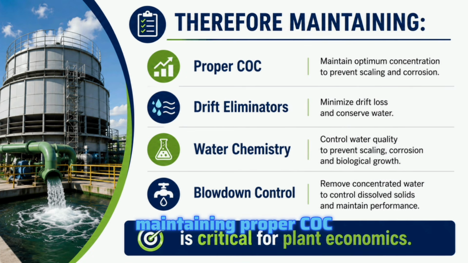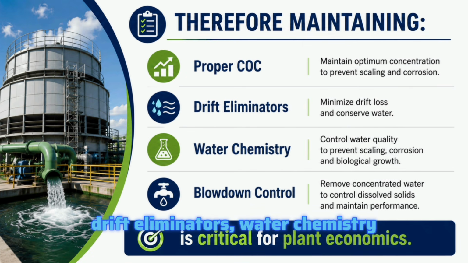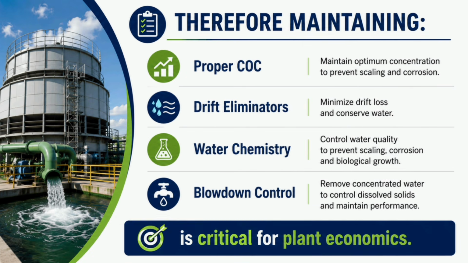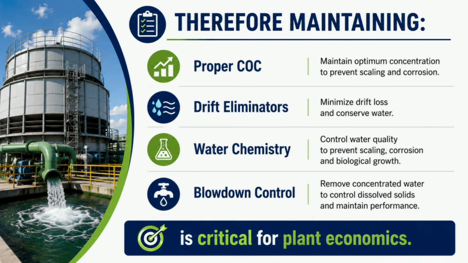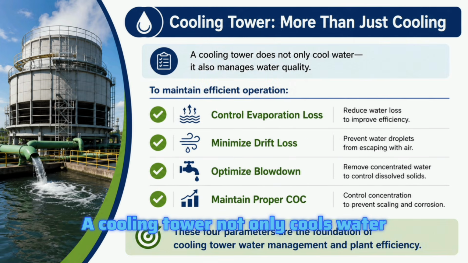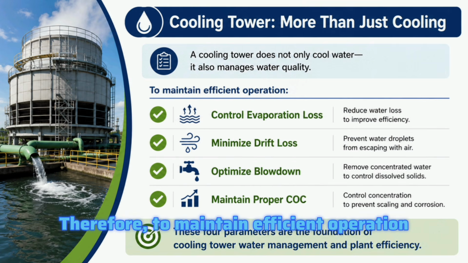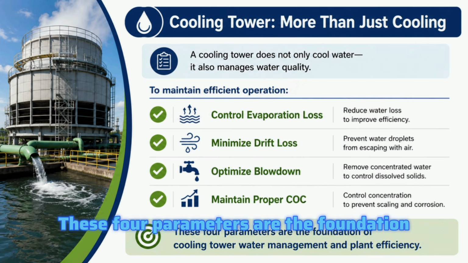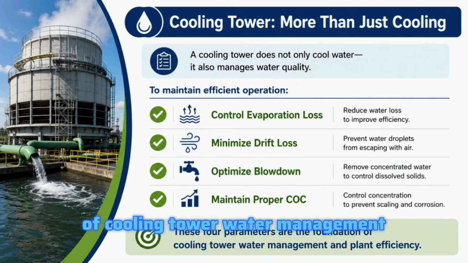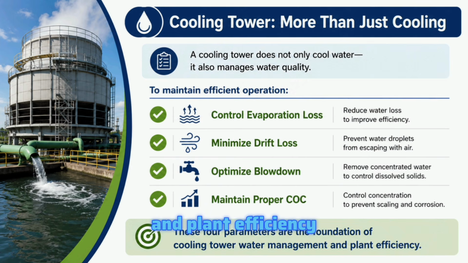Therefore, maintaining proper COC, drift eliminators, water chemistry, and blowdown is critical for plant economics and operating cost. A cooling tower not only cools water, it also manages water quality. Therefore, to maintain efficient operation, control evaporation loss, minimize drift loss, optimize blowdown, and maintain proper COC. These four parameters are the foundation of cooling tower water management and plant efficiency.